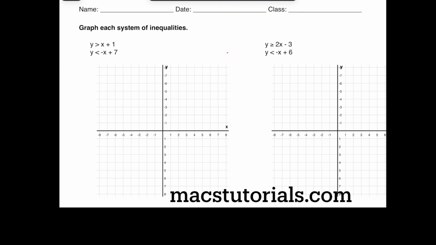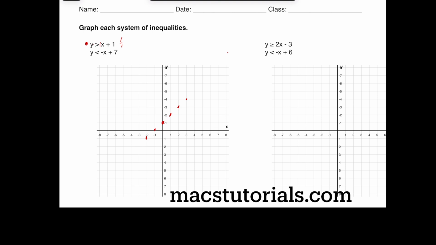Okay, so first of all, I want in red to do this one right here. Now, we just graph this like a normal line. If you go back to chapter 5 at maxtutorials.com, you'll see that I worked these out. We're going to start at plus 1. That's a 1 in front of the x. So it's like 1 over 1, up 1 over 1, up 1 over 1, up 1 over 1. And up and right is the same as down, left, down, left.